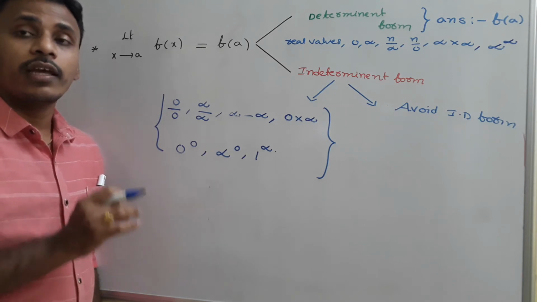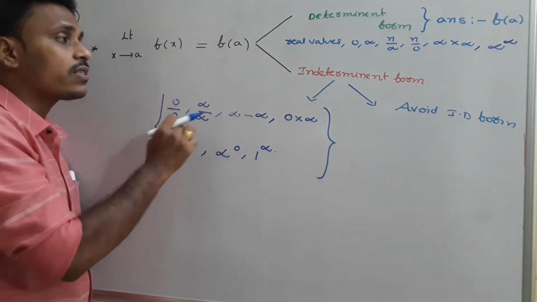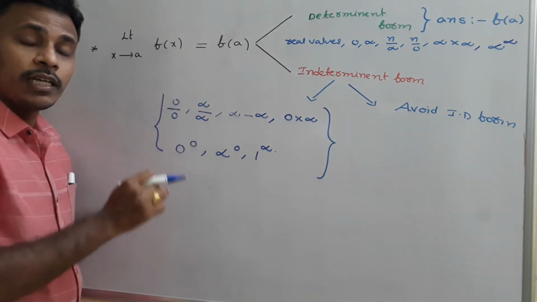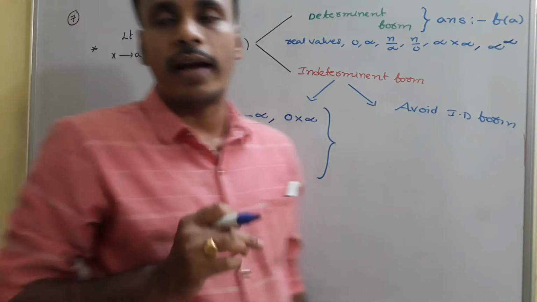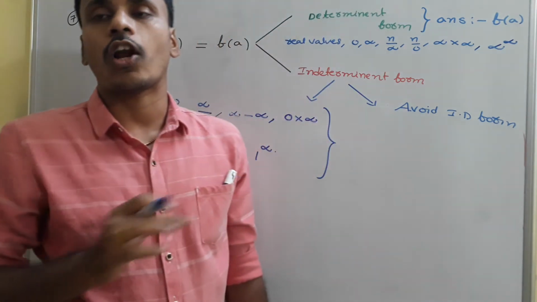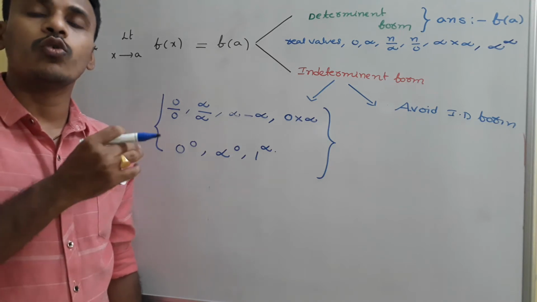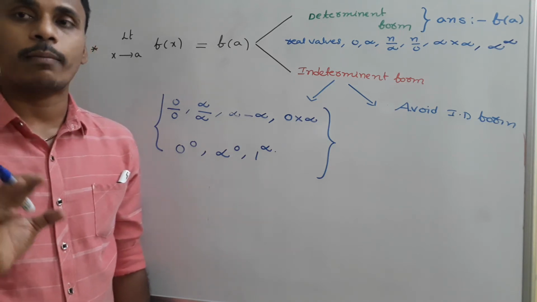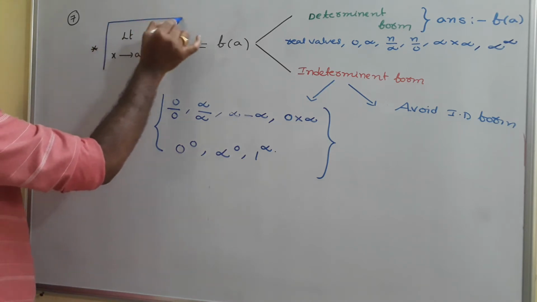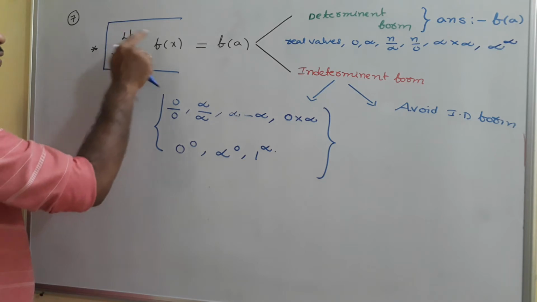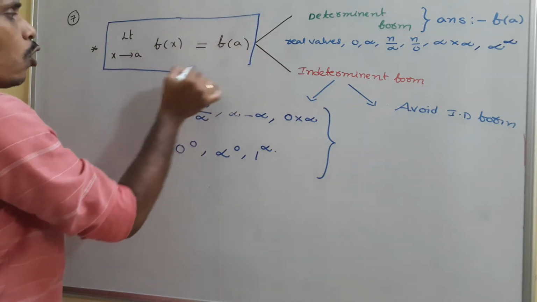And that's why if your f of a value is any one of these indeterminate forms, that means we are calculating a wrong value. We are doing something wrong, okay? To avoid that incorrect task, we need to avoid these indeterminate forms. That's what I am mentioning here, okay? So once again I repeat for you, limit x tends to a of f of x, if you need this, just directly replace x with a. You will get f of a, okay?